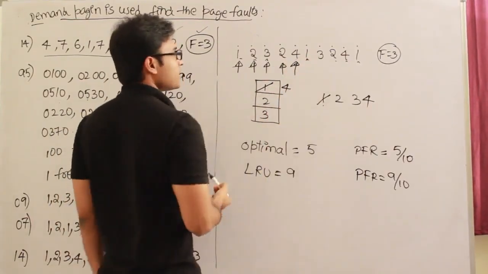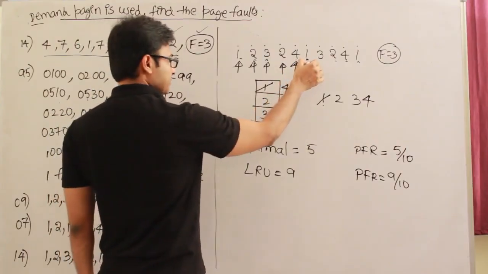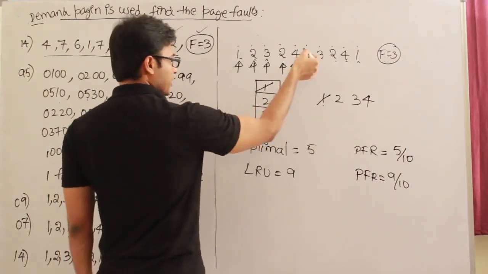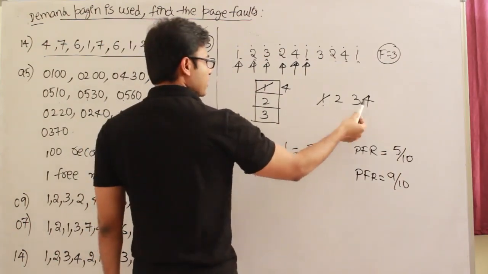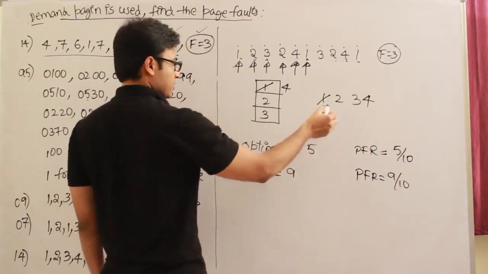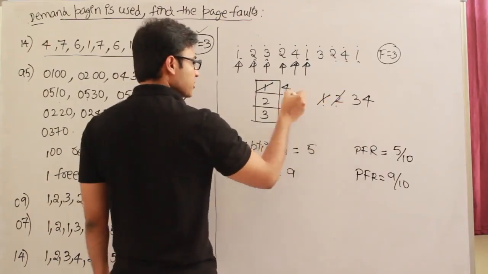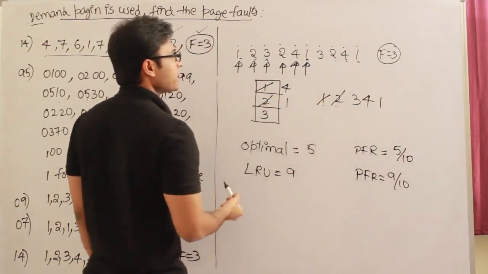And then immediately I want 1. So which one should I replace? Among the available ones, the first one in the queue is 2. Therefore 2 has to be replaced. 2 has to be replaced with 1, and 1 will enter the queue at the end.